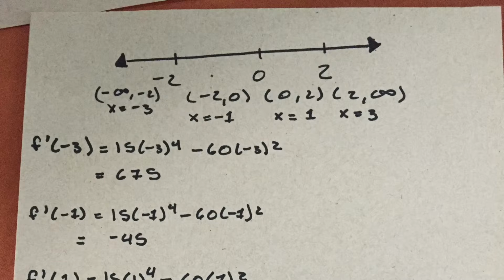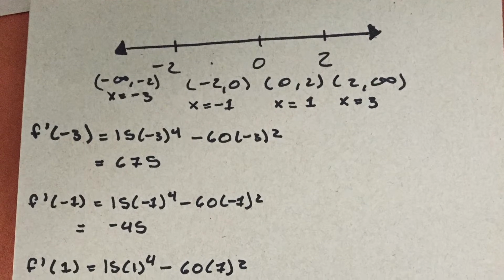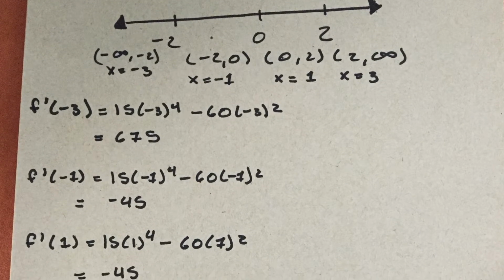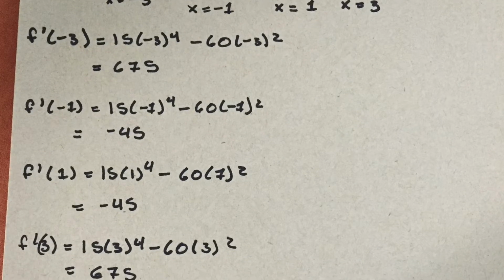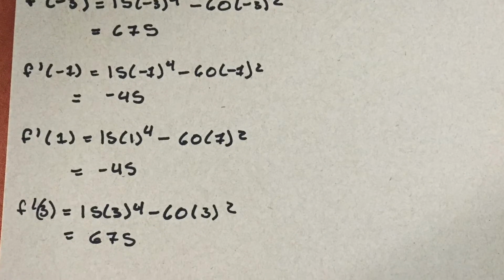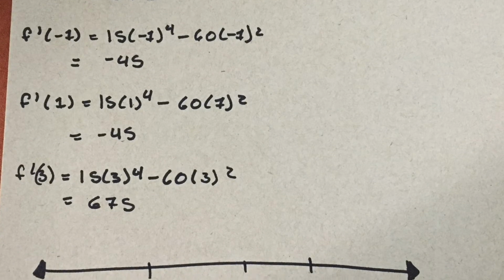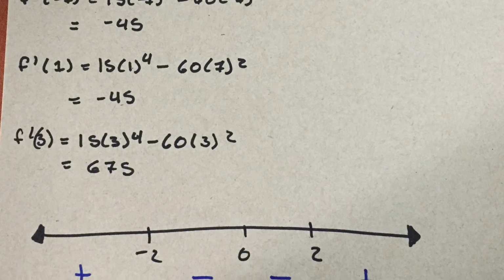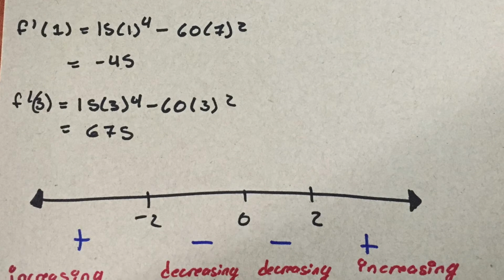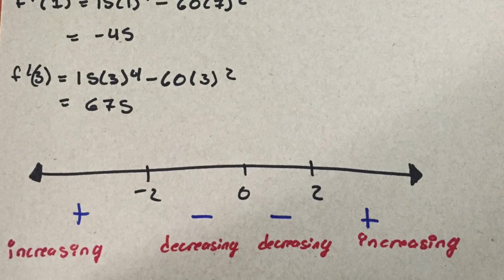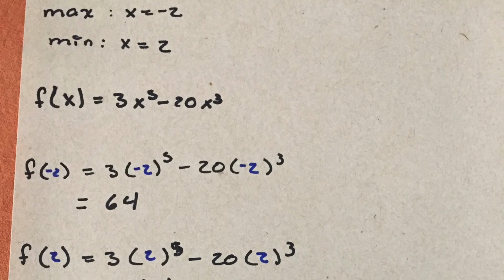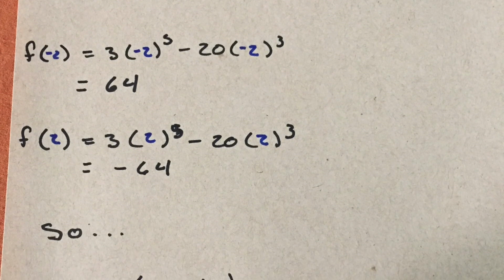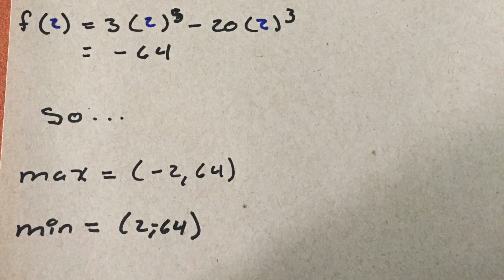Then you place those values on a number line, find a number between those intervals, and plug those numbers into the first derivative function to determine whether it is increasing or decreasing. Then you will find a maximum and a minimum. And those two numbers, you need to plug them into the original function in order to get the y values, so you can get the maximum and the minimum points.